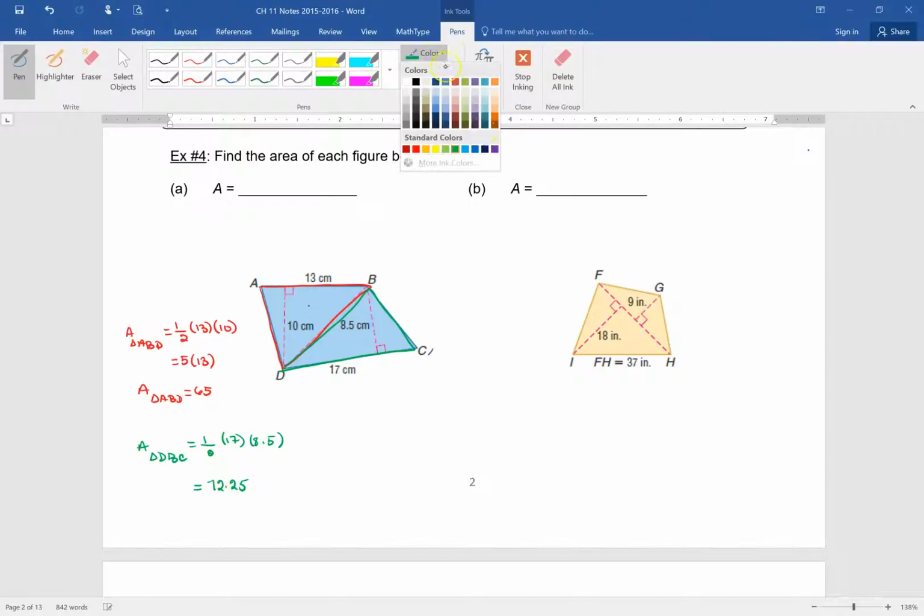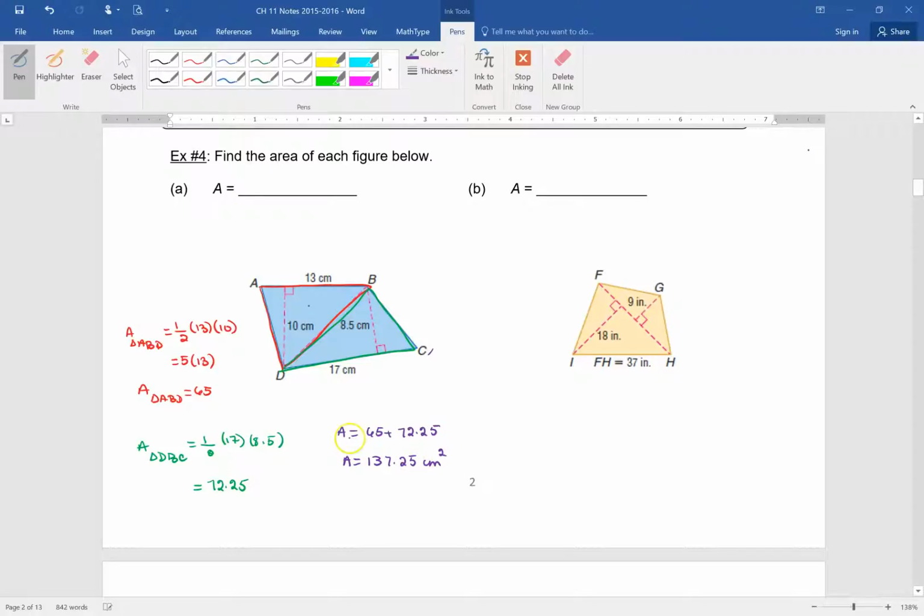Now the total area is the area of these two, 65 plus 72.25. So the total area of the figure is 137.25 centimeters squared.